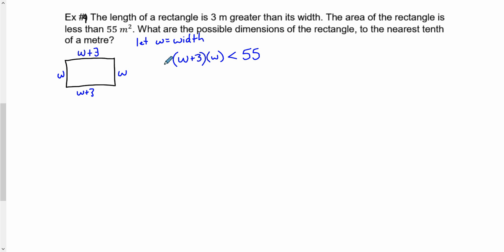So here's what we're doing. First things first, we're going to distribute. So we have W squared plus 3W. And to make our lives easier, in one step, we're also going to subtract that 55 over first.